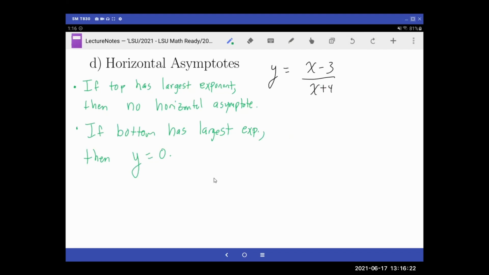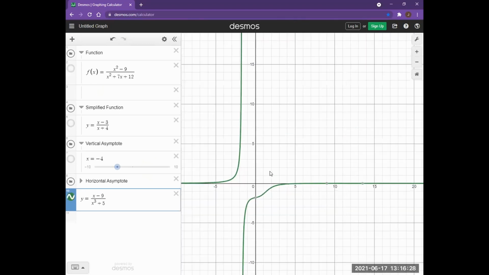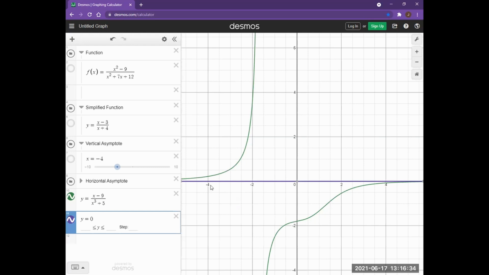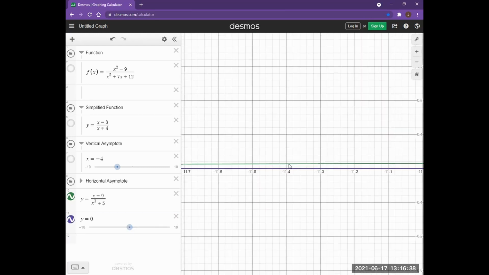So what does that look like? Let's say this is one right here. And let's say we have y equals 0. You can actually see it there, right? You can see this line. You zoom in, you can still see, right? That green line stays above that purple line. It's the horizontal asymptote at y equals 0.